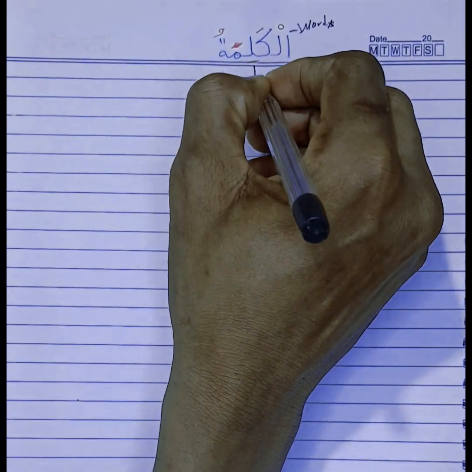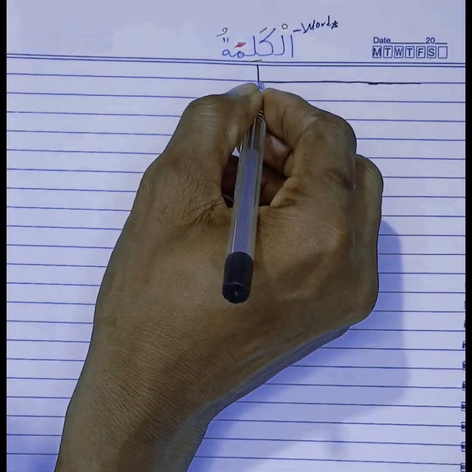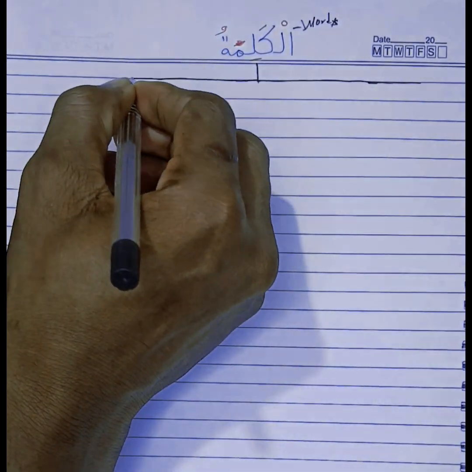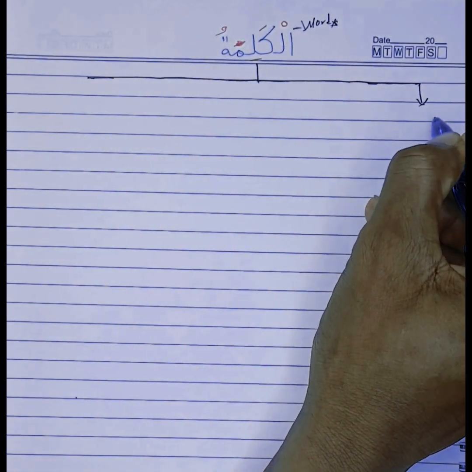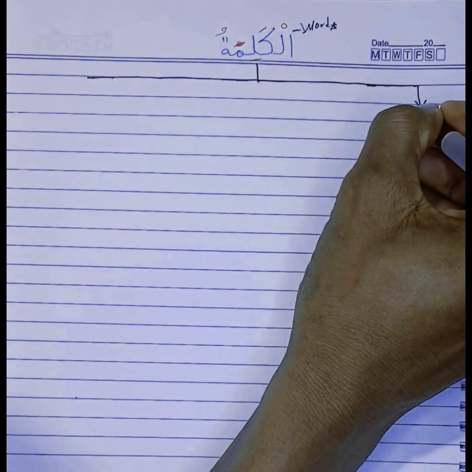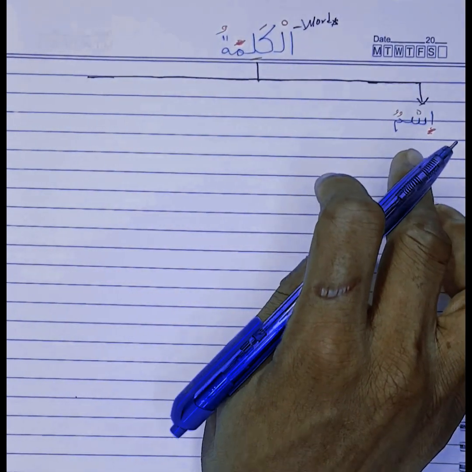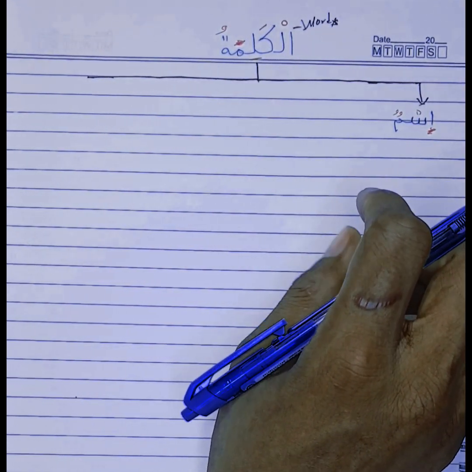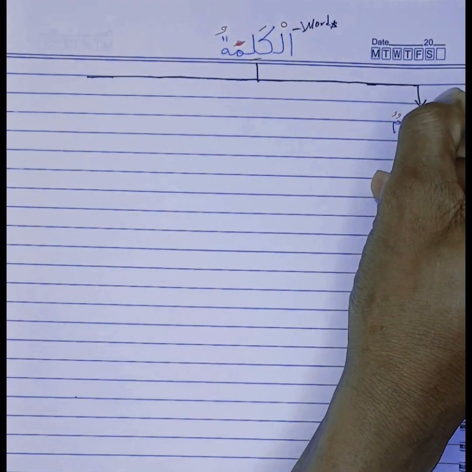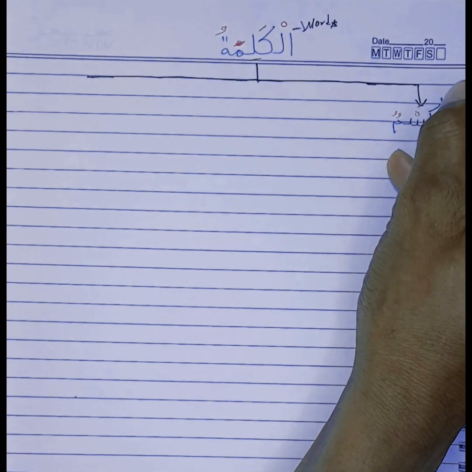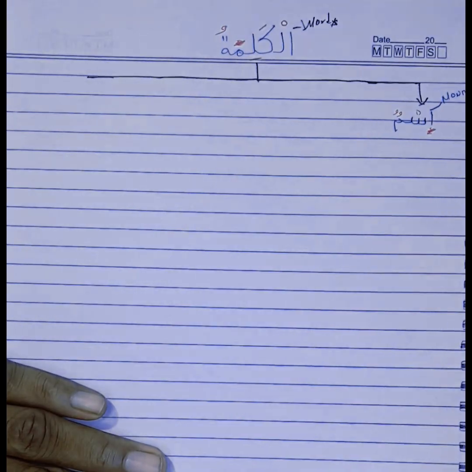So let's say the first part of speech is called ism. In ism, there are names. It can be house, man, boy, school, places, just like we have it in English as noun. Ism is commonly known as noun. Let me give examples of ism.